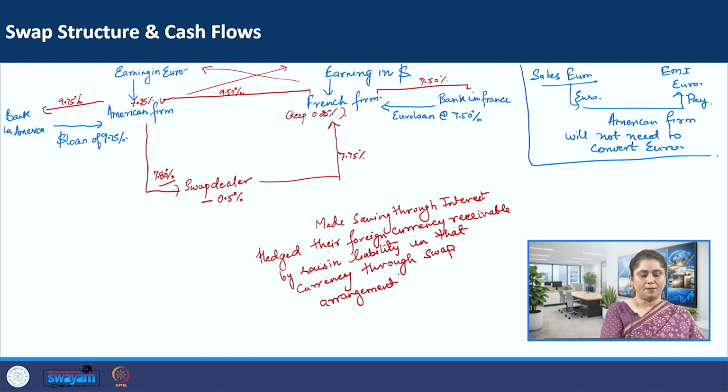Now, how? The American firm has taken the dollar loan, but it is servicing the debt of the euro loan. Similarly, the French firm has taken the euro loan, but it is servicing the debt of the American loan, that is, the dollar loan.